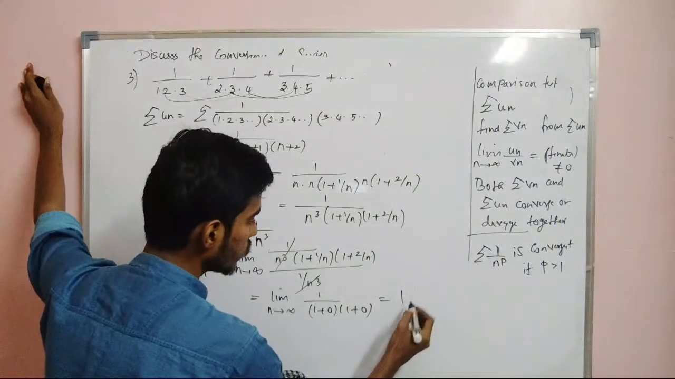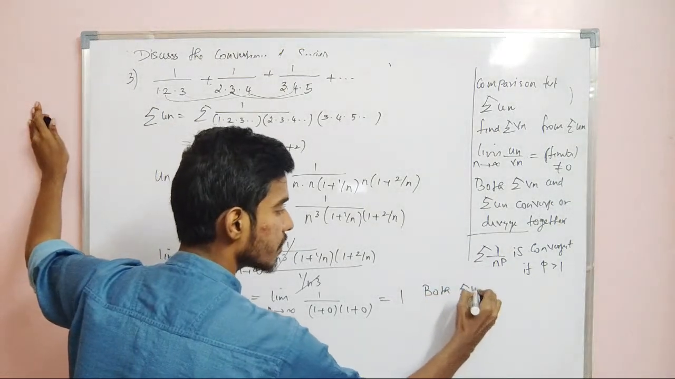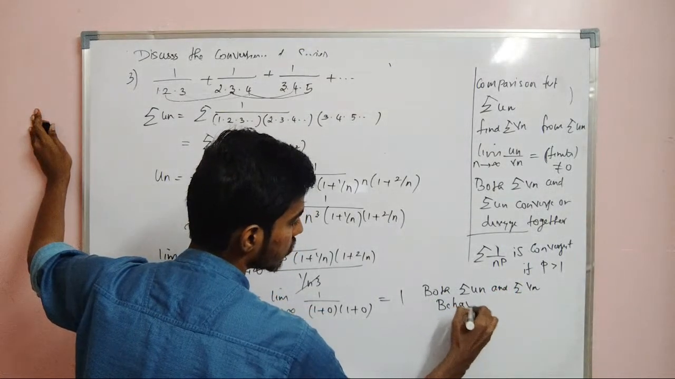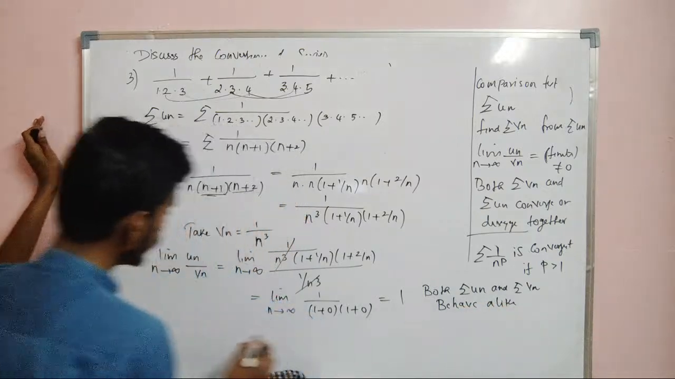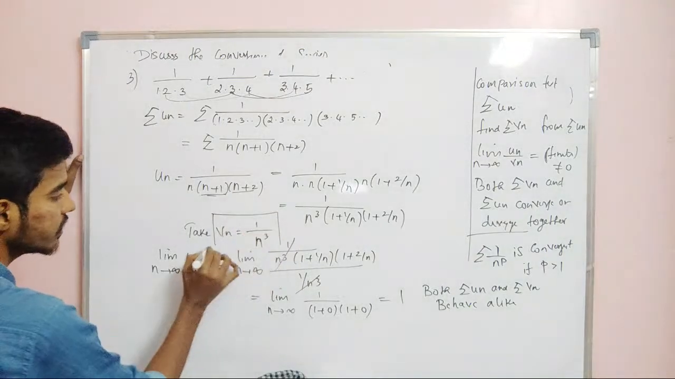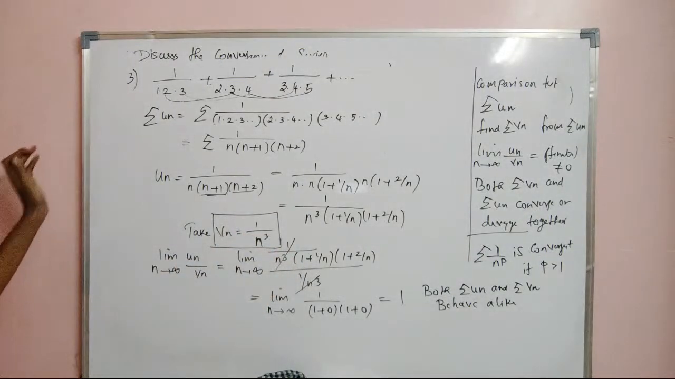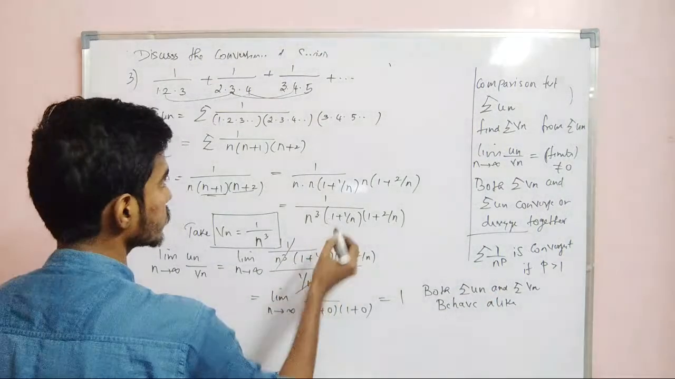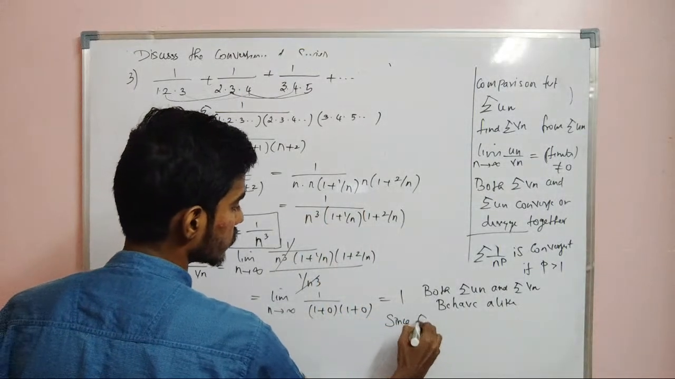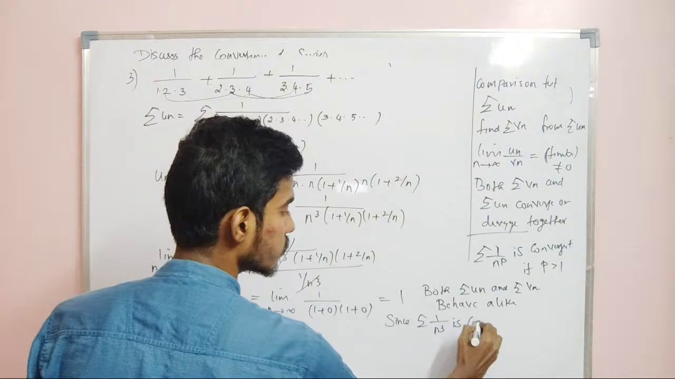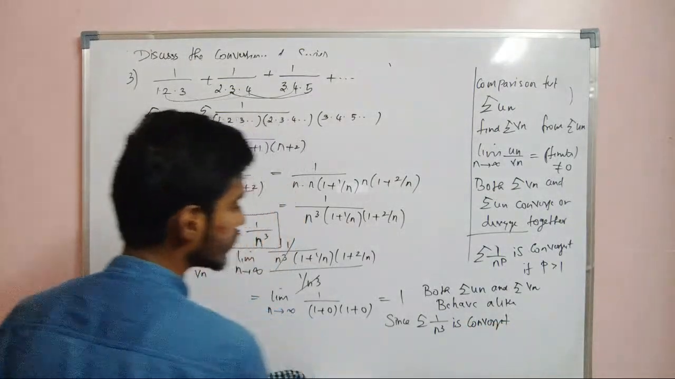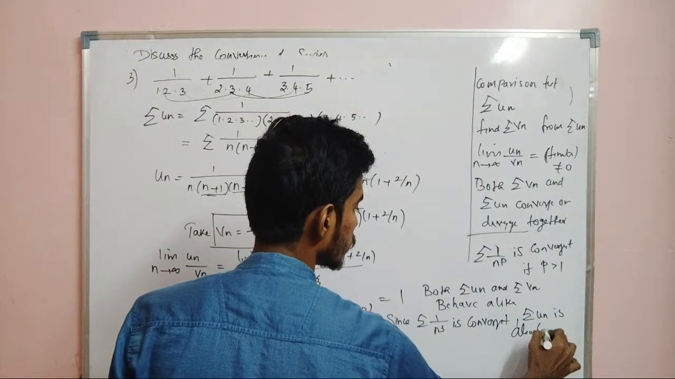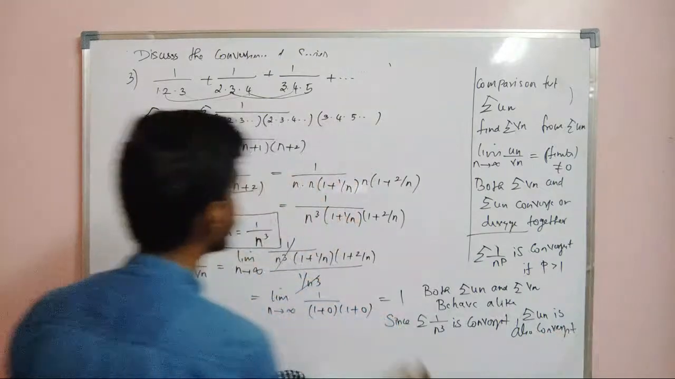So therefore, summation un and summation vn both behave alike. So you can see this series is convergent. The series summation 1 by n cube is convergent, because summation 1 by n power p is convergent if p is strictly greater than 1. So since summation 1 by n cube is convergent, the given series, summation un, is also convergent. That's it, right? Therefore this series is convergent.